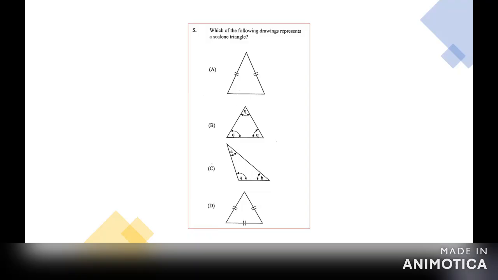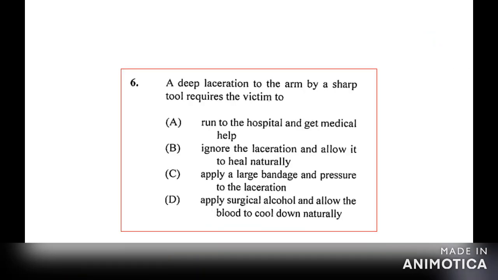Number 5, which of the following drawings represents a scalene triangle? That would be C. A scalene triangle doesn't have equal angles or equal sides. Number 6, a deep laceration to the arm by a sharp tool requires the victim to C, apply a large bandage and pressure to the laceration because you don't want it to bleed too much. You want to stop the bleeding first before you do anything else. Okay, all right. If you lose too much blood, it can be dangerous to your life.